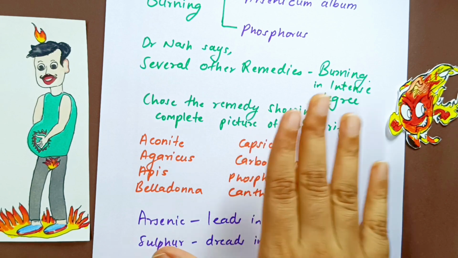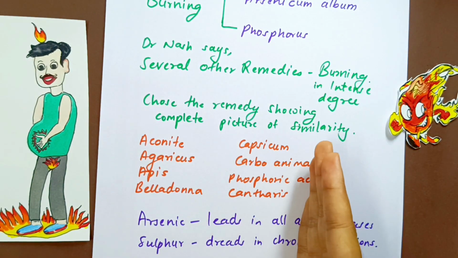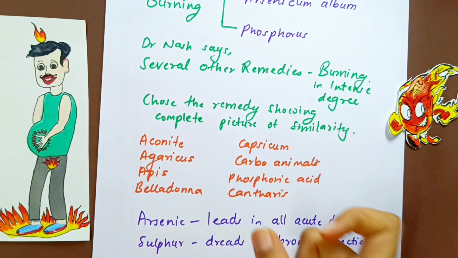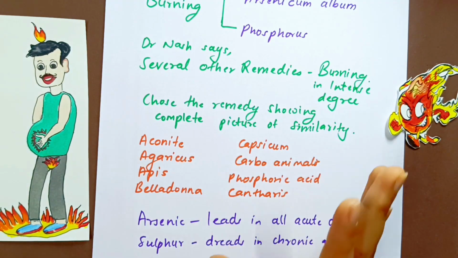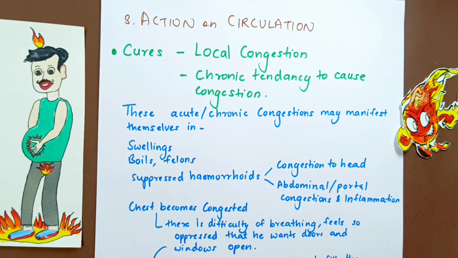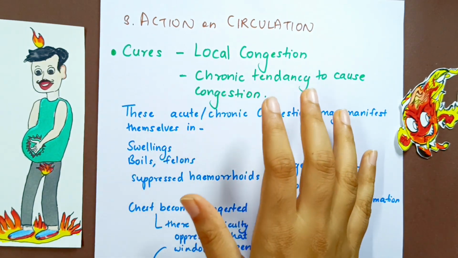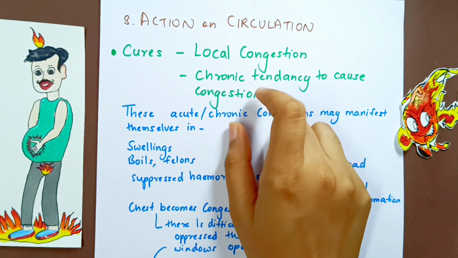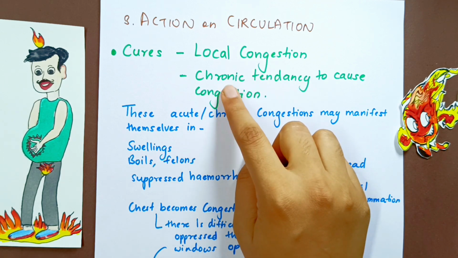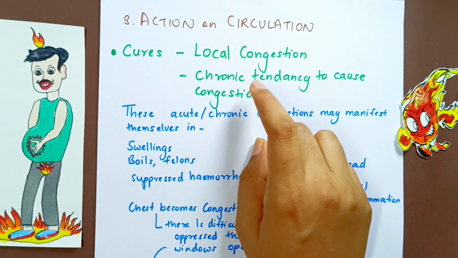Let's go to the action of sulfur on circulation. Find out what sulfur does. Okay, acting over circulation, sulfur actually cures local congestion or chronic tendency to cause congestion. So both. If there is local congestion in some patient, or if some patient has a chronic tendency to cause congestion, it will cure both. Now what is congestion?